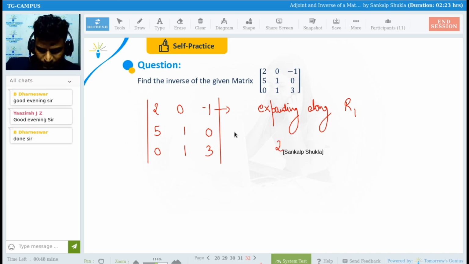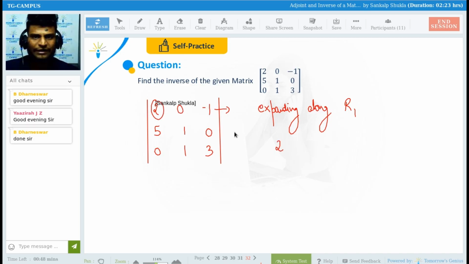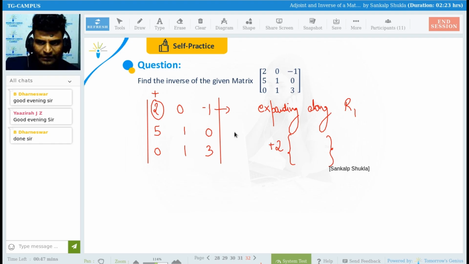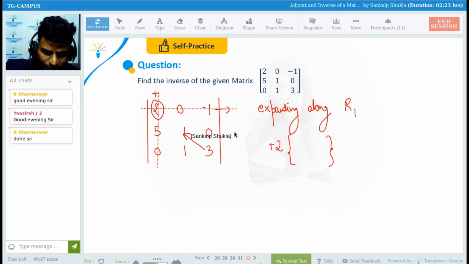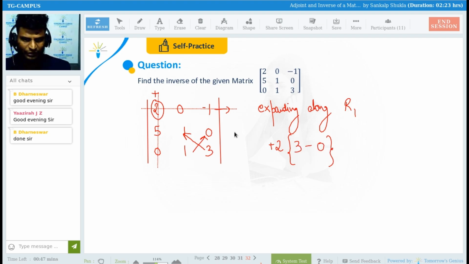I'll write 2 first of all. For the first element, which sign do you have to write? Sign of that position, not the sign of the element. So 2 is having no sign, but plus sign is also for that position. So I have to write plus 2. Then I'll simply remove this row and this column. What are the 4 elements that are left? I have to take the cross multiplication and difference, same process that we have done in the case of minus. So 3 into 1 minus 1 into 0.